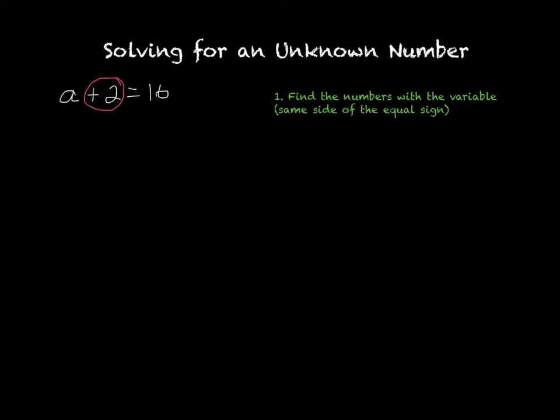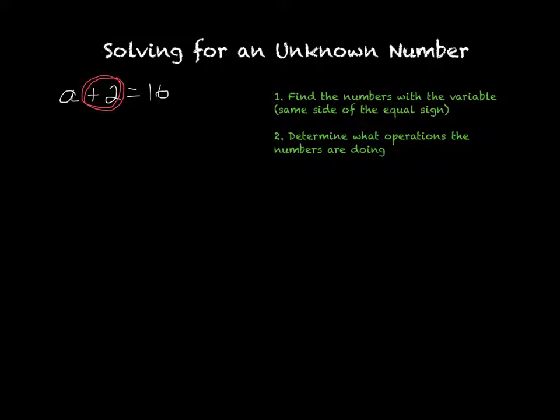It's important when you do numbers with the variable that you include the symbol in front of it. Like on this one, it has a plus sign. That plus sign tells us this 2 is positive. So the first thing you do, find the numbers with the variable.